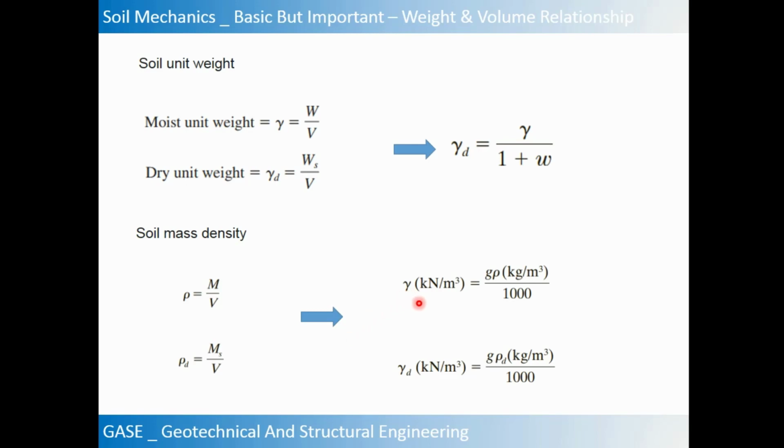And to calculate the unit weight from the soil mass density, this is the formula, and this is the formula to calculate the dry unit weight from the dry soil mass density. g is the gravity acceleration, equal to 9.81.